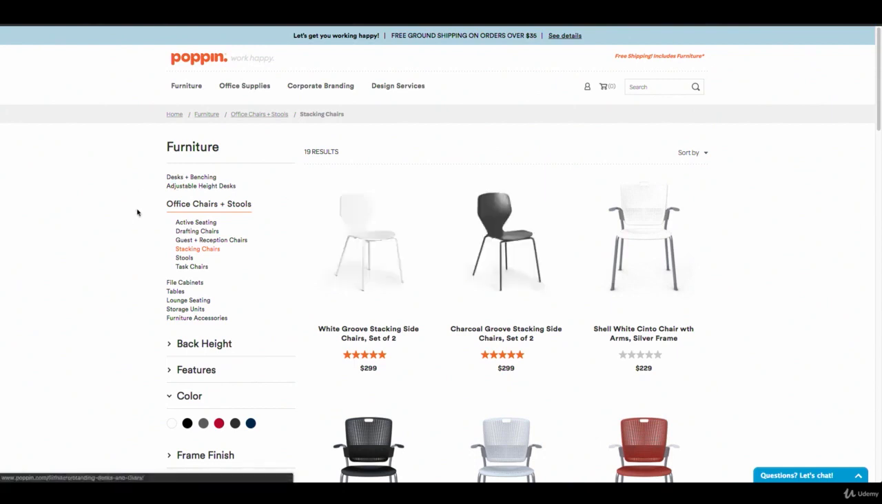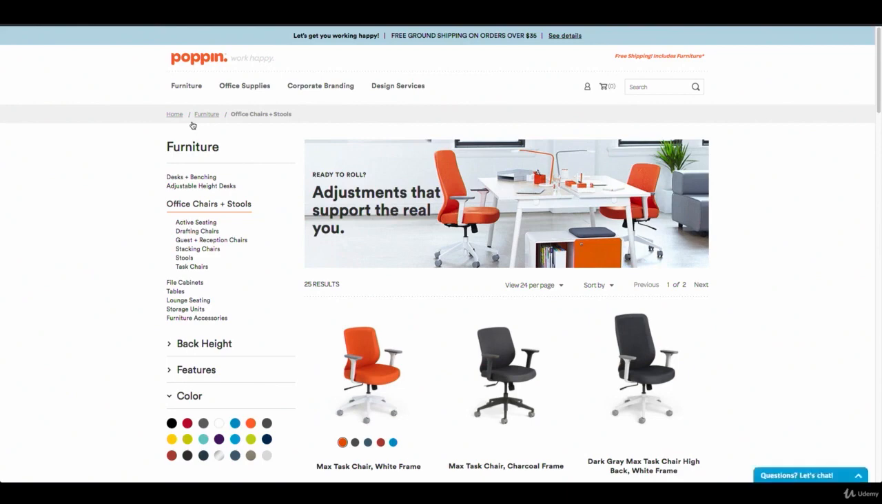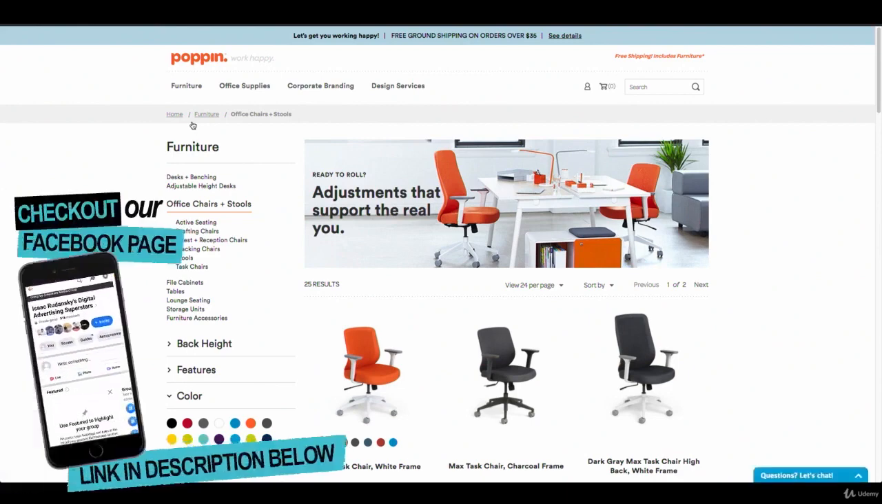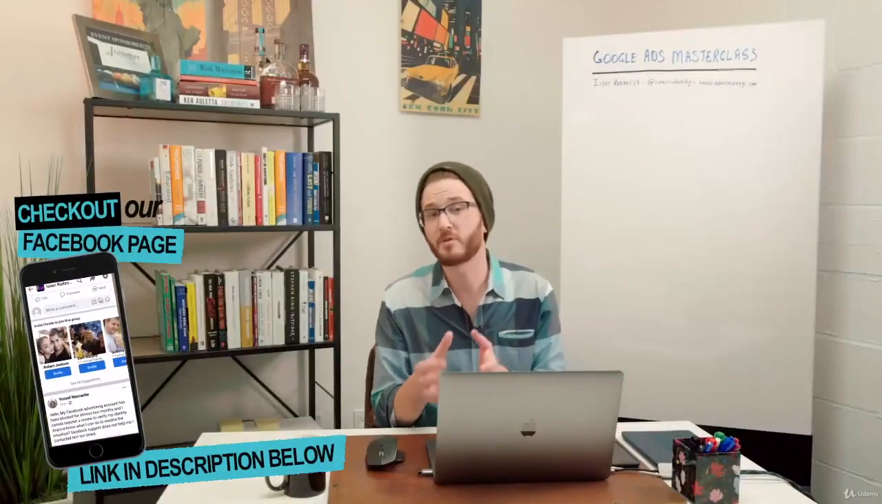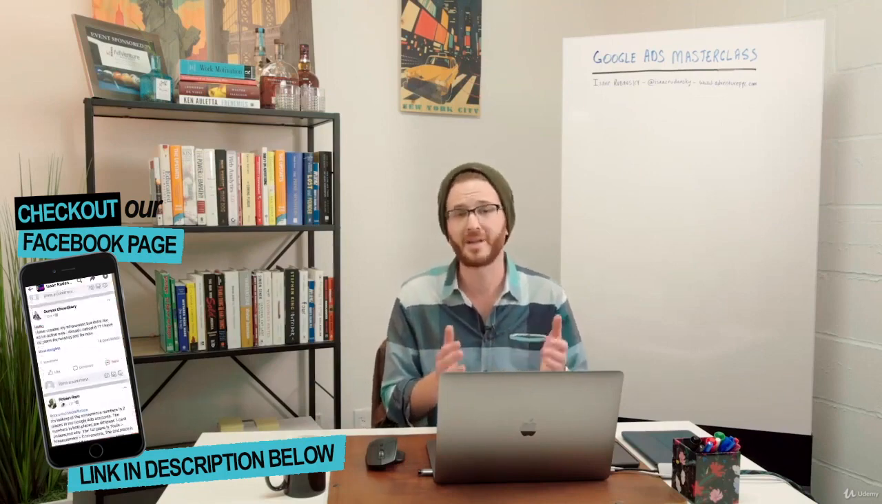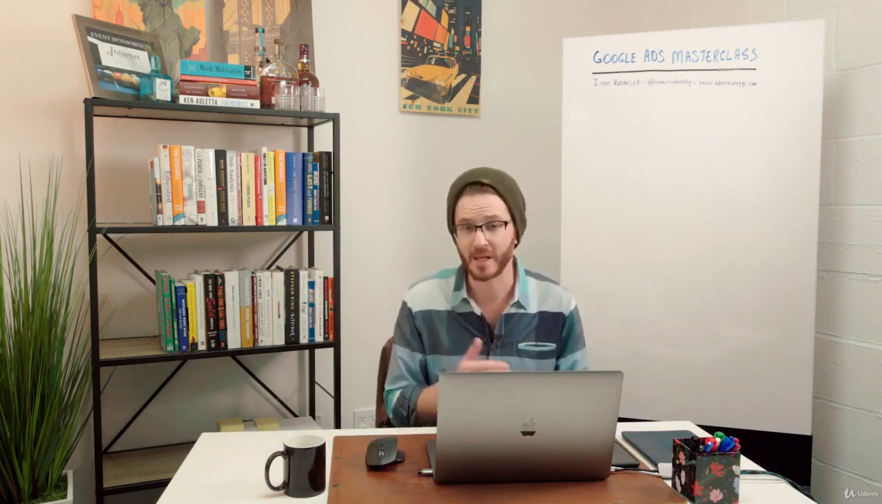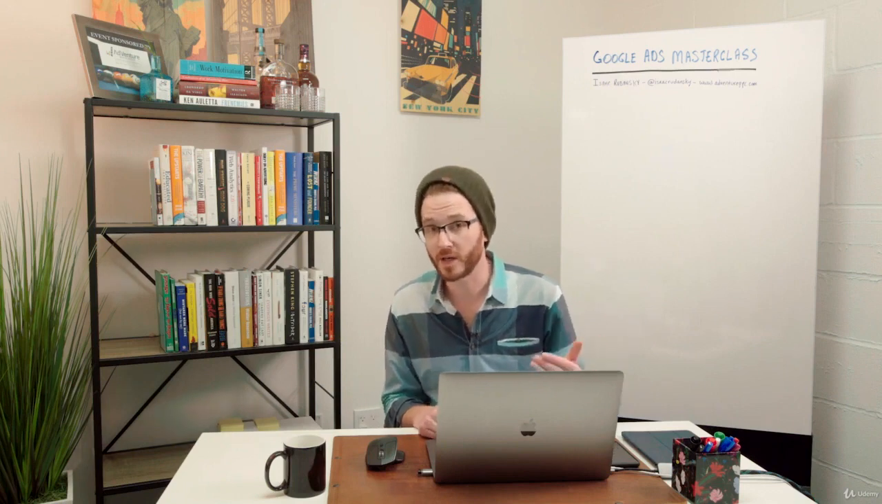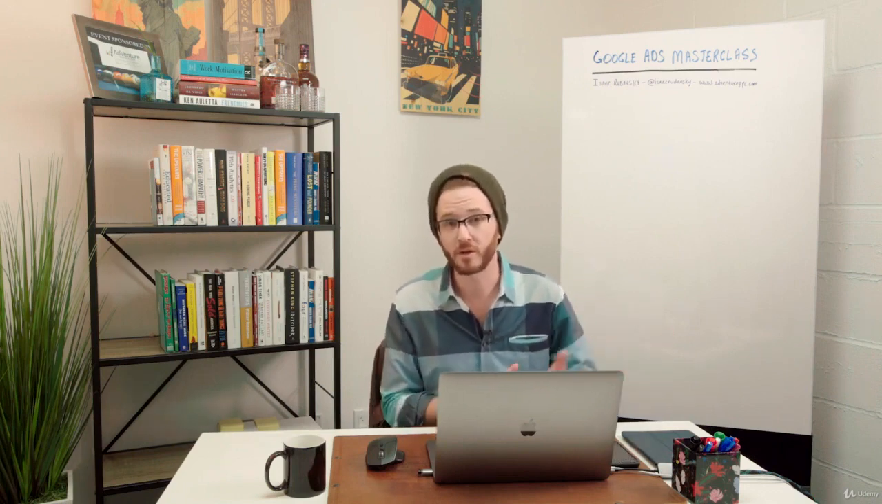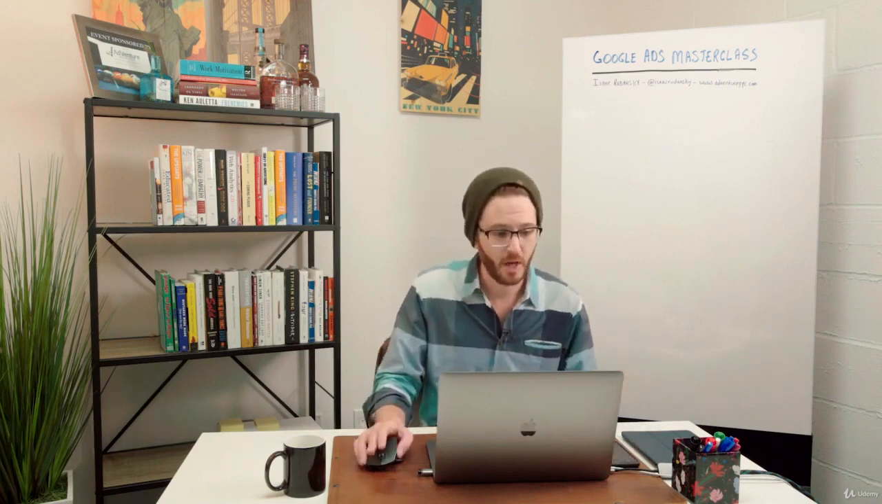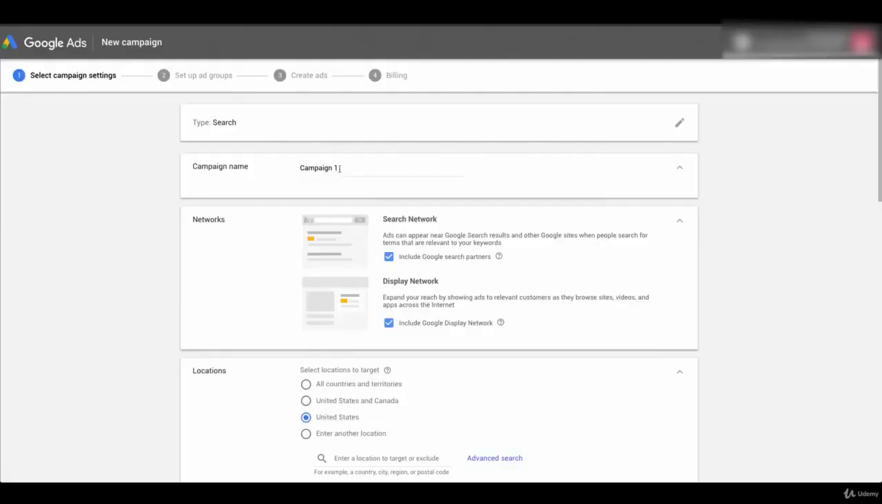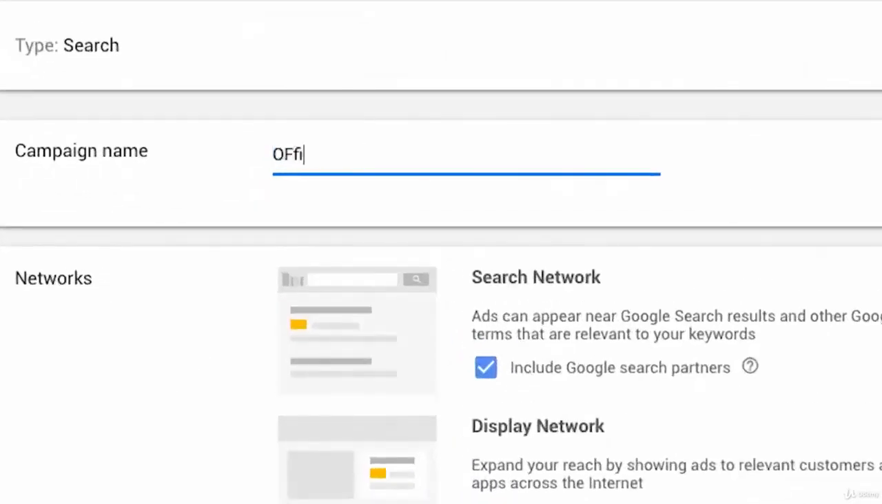I'm just going to call it office chairs. There's no exact rule. You want to basically have a fine balance between bringing them to the right area of your site, but also allowing them to then have a menu of things to choose from and to go find the information they're looking for on their own. It's a really, really important concept. Not only will it not hurt your conversion rate, it will actually increase your conversion rate. So it's important to think about. So going back into AdWords, we're going to name our campaign simply office chairs.